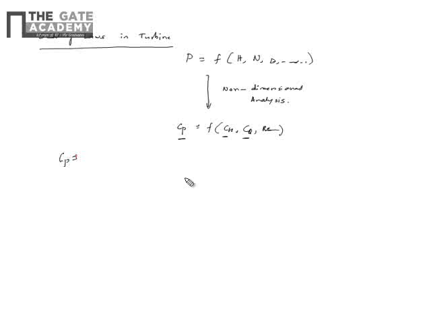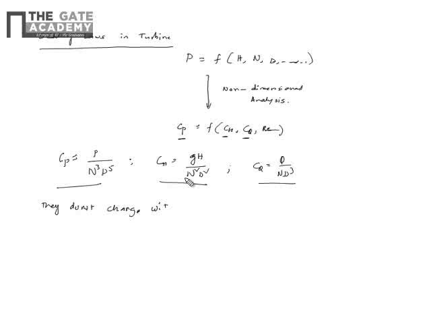So how does this cp come out? It comes out from the dimensional analysis in this form: power coefficient. The head coefficient is gh by n square d square, and the discharge coefficient is q by n d cube. There might be densities and all that. So these are your non-dimensional numbers, and they don't change with operating response.